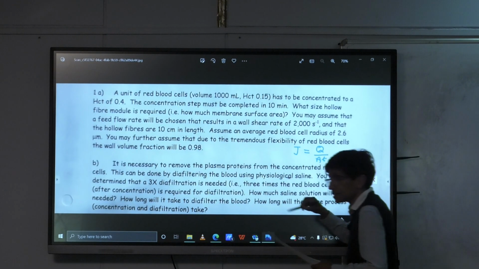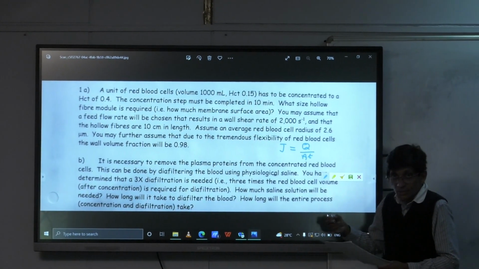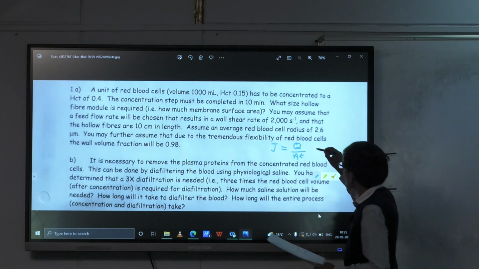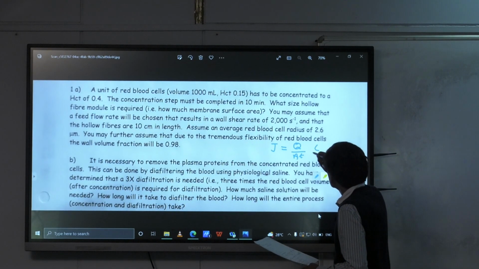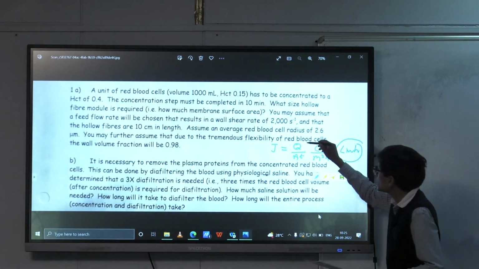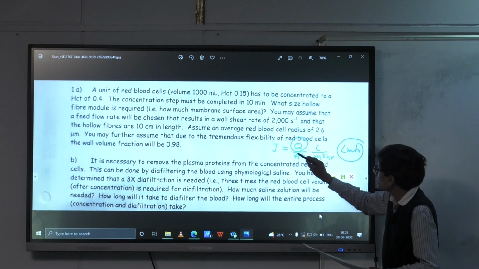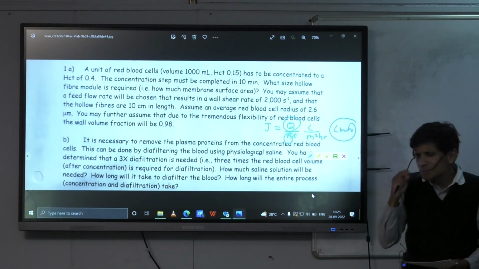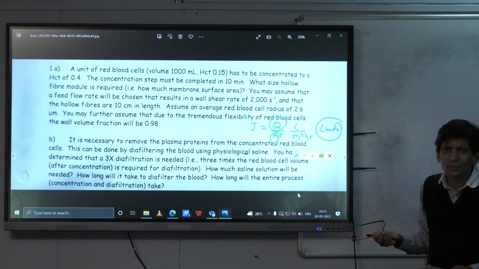So typically in these sort of processes, if you're talking about the biotech industry, you would talk about flux in things like liters per meter squared per hour, so LMH. That is quite common in the biotech industry, where the volume is in liters, the area is in meters squared, and the time is in hours. They are SI units, but not standard SI units, but that's typically what people use.